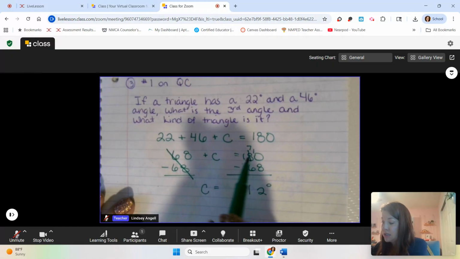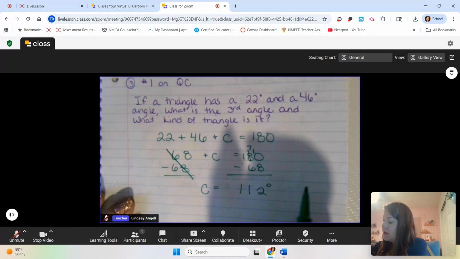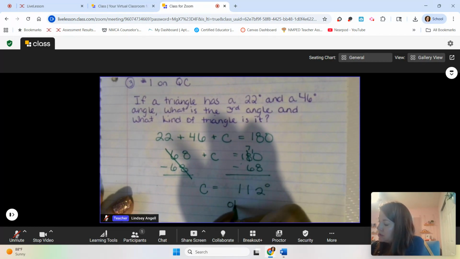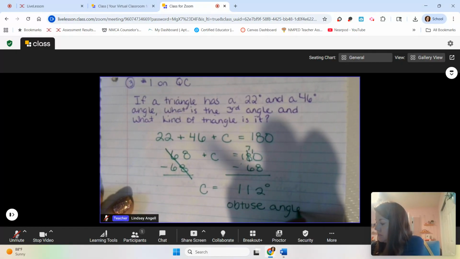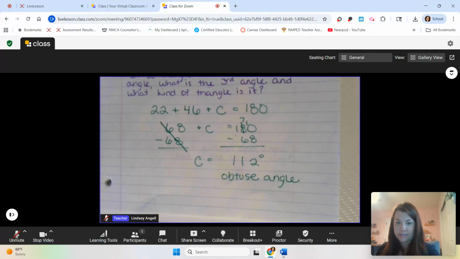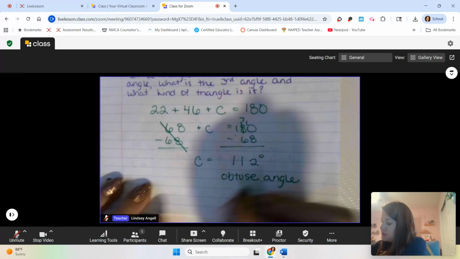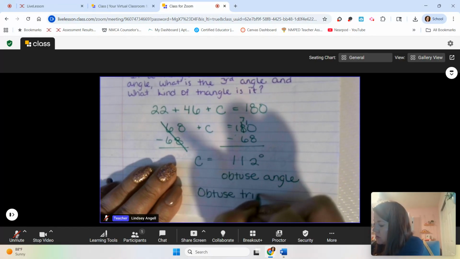That was part of the answer, okay? Also, one thing that's important to notice is that this is an obtuse angle. Okay, it's an obtuse angle because it is over 90 degrees. Remember we said on that first page, acute angles are less than 90 degrees. A right angle is equal to 90 degrees. Obtuse angles are over 90 degrees. So this is an obtuse angle, which makes it an obtuse triangle.